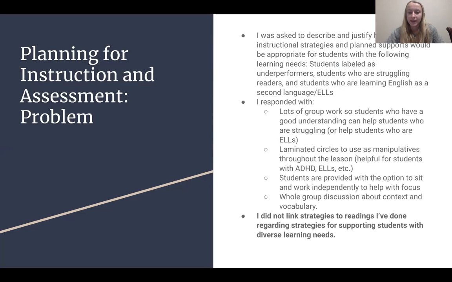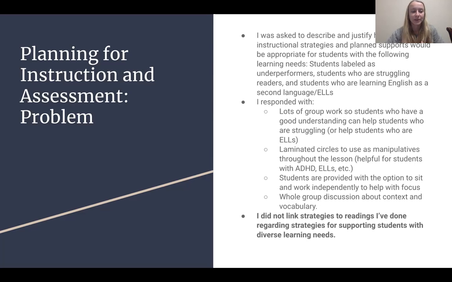I also said that students could be provided with the option to sit and work independently to help with focus. Sometimes for students with ADHD, this can be more beneficial during instruction. And then lastly, I said that there would be a lot of opportunities for whole group discussion about the context and vocabulary. The purpose of this would be making sure that all students have that same background knowledge when they're going into a lesson.